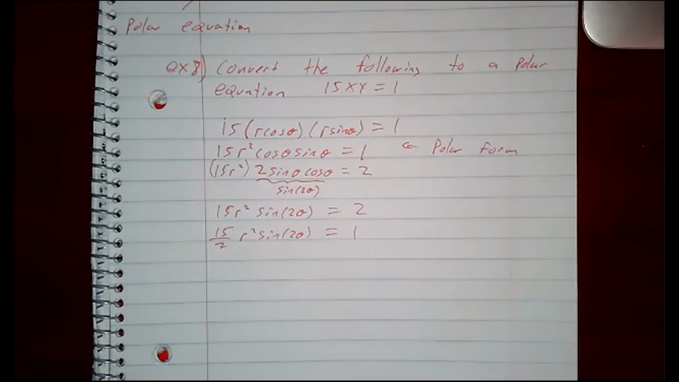So x always will be r cos theta, and y will be r sine theta. It's always going to be that way. Now, if you see x squared plus y squared, you can replace it with r squared.